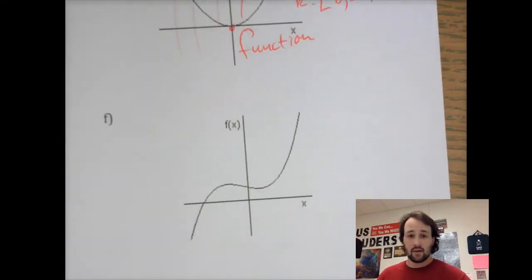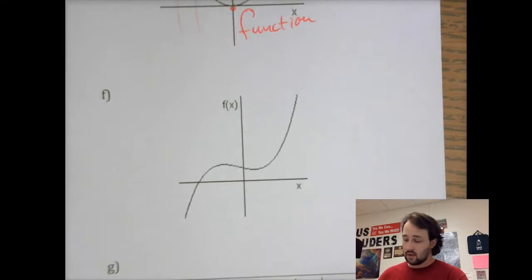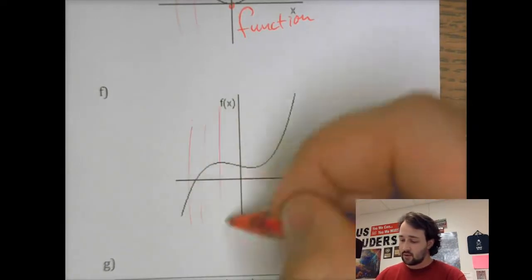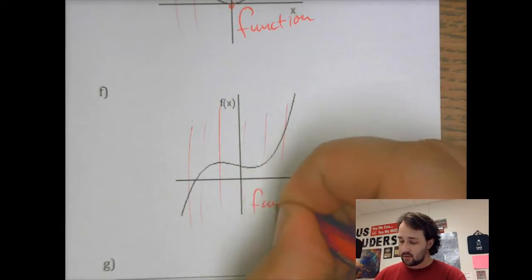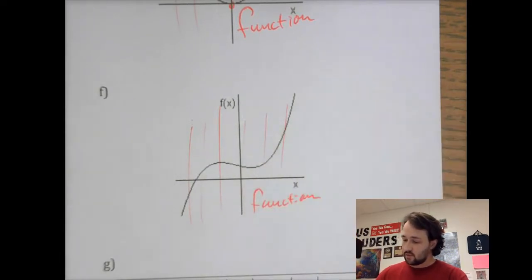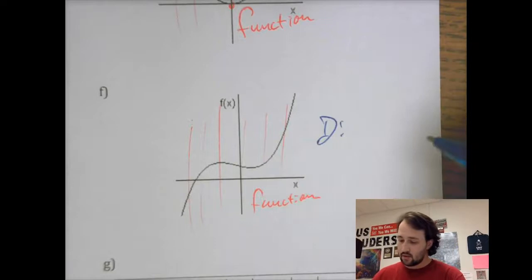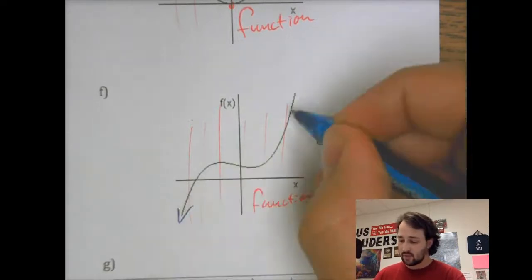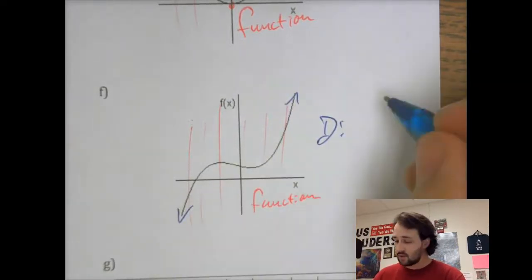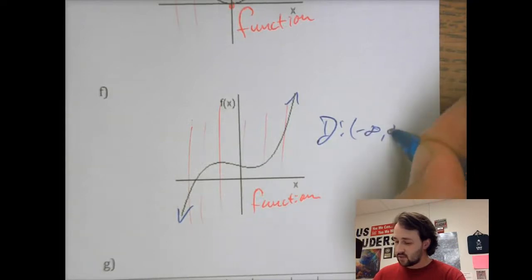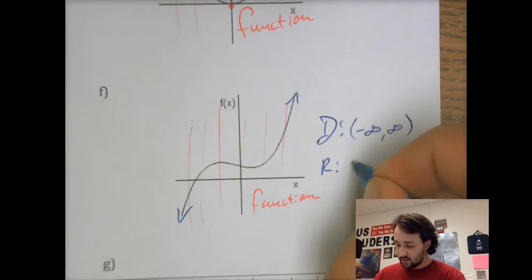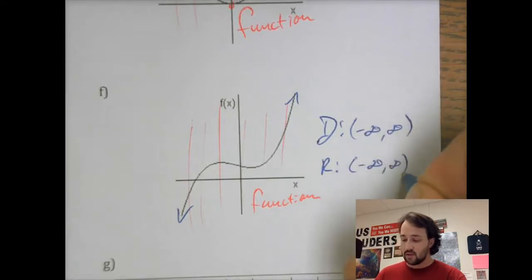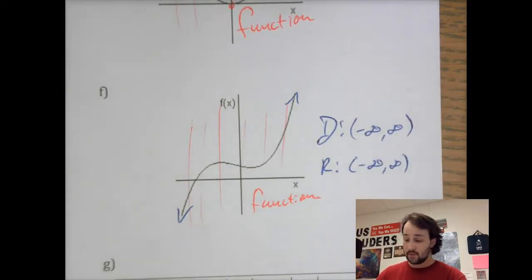All right, for part F here, vertical line anywhere on this, it only ever hits at one given time, so this is a function. For the domain, it looks like this would have an arrow, that would have an arrow, left and right forever. So it's going from negative infinity to infinity. For the range, it's going up and down forever. So it's going from negative infinity to infinity. Yay, that's really all it is.